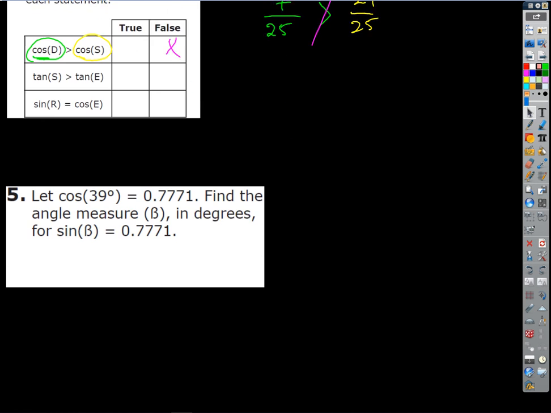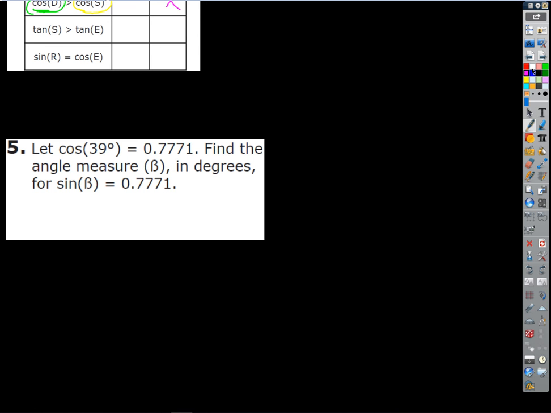Oh, one other one on this page. So let's take a quick look at this guy. So we've got this triangle. Let's just build a right triangle here. And we've got some angle that's 39 degrees. Okay? It says the cosine of 39 degrees is 0.7771. Okay, cosine is the ratio of adjacent over hypotenuse, right? So we know that this is the adjacent side. For this angle, that's adjacent and that's hypotenuse, right?